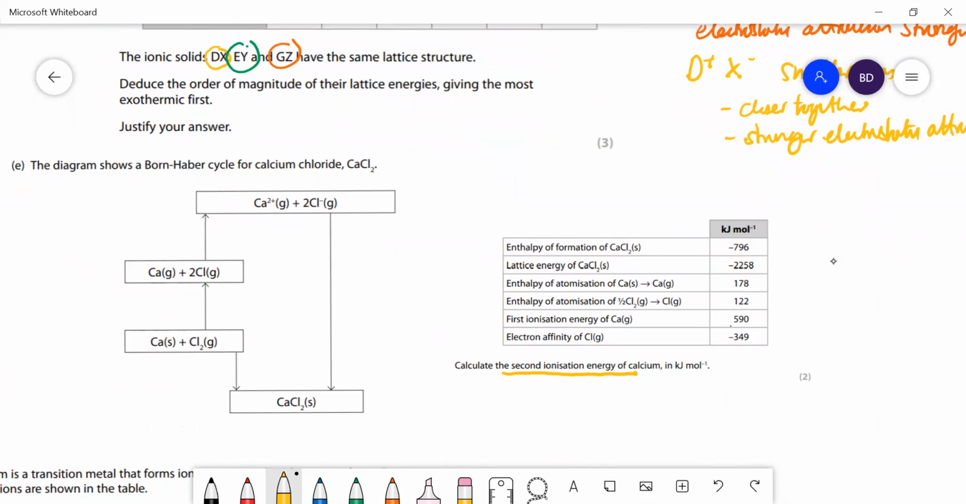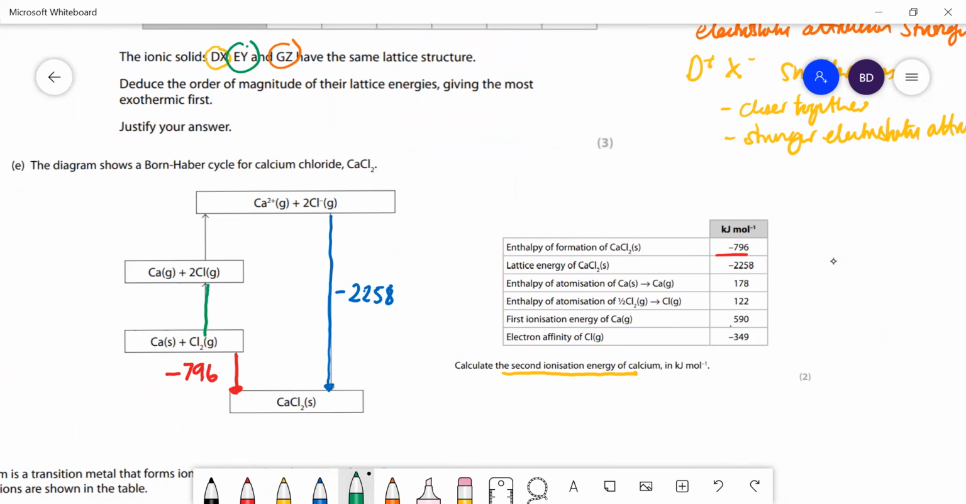Now this step here is straightforward. That's delta H formation of calcium chloride, so I'm going to put minus 796 down for that. This step here is also straightforward. This is the lattice enthalpy of formation of calcium chloride, so that is minus 2258.